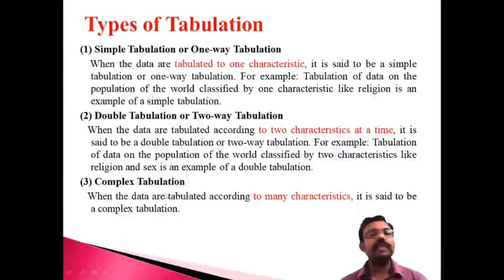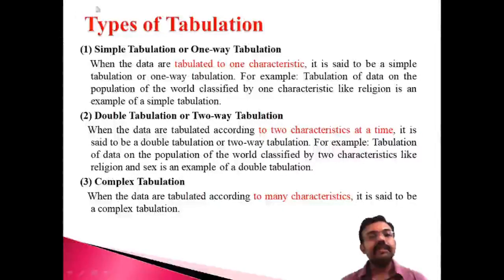And the third one is the complex tabulation. What is the complex tabulation? That means more than two. Suppose your data is classified into more than two variables, that is known as the complex tabulation. Sometimes it is also called the manifold tabulation.